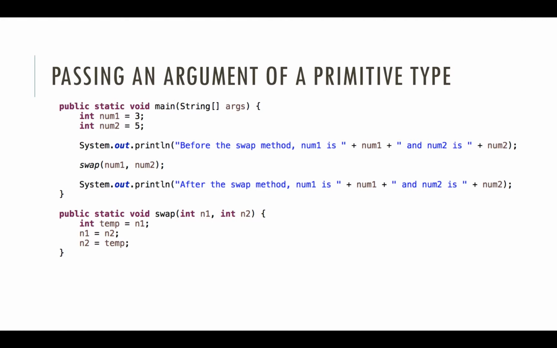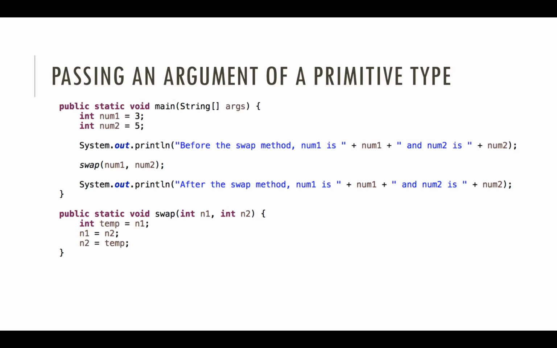Let's take a look at an example of passing an argument of a primitive data type variable. Here, in the main method, we have integer variable num1 equal to 3 and num2 equal to 5. And we are going to print out the value of num1 and num2. Then, we call the method swap, which has input variables num1 and num2. We then have another print statement to help us understand if the values of num1 and num2 are changed after the swap method.